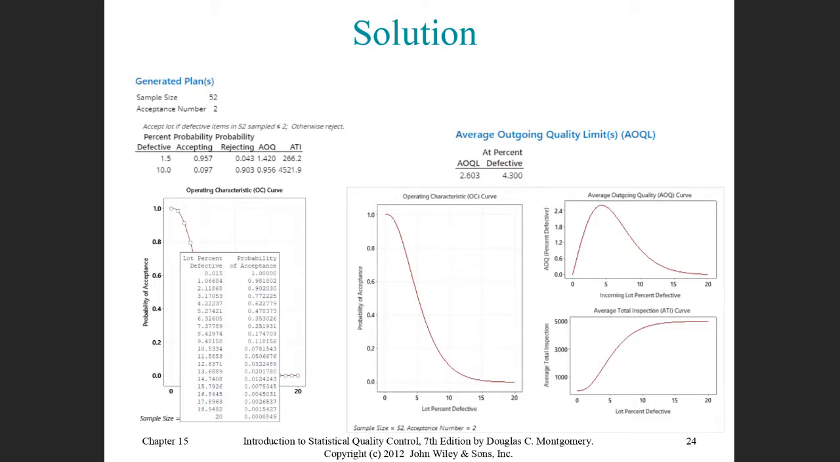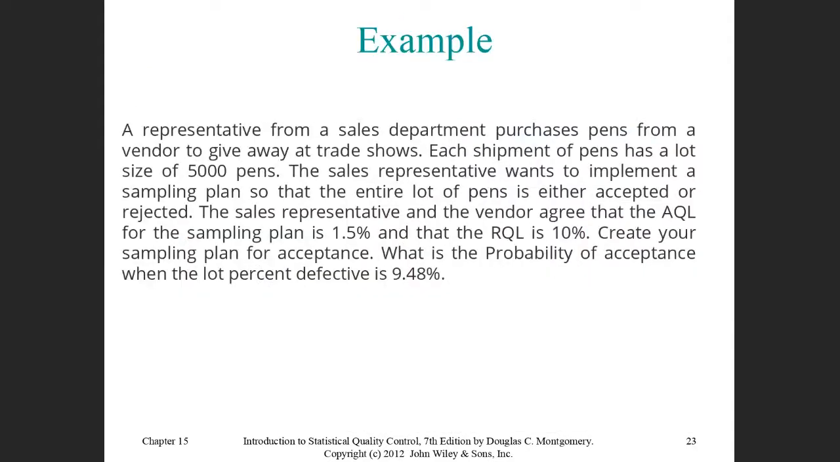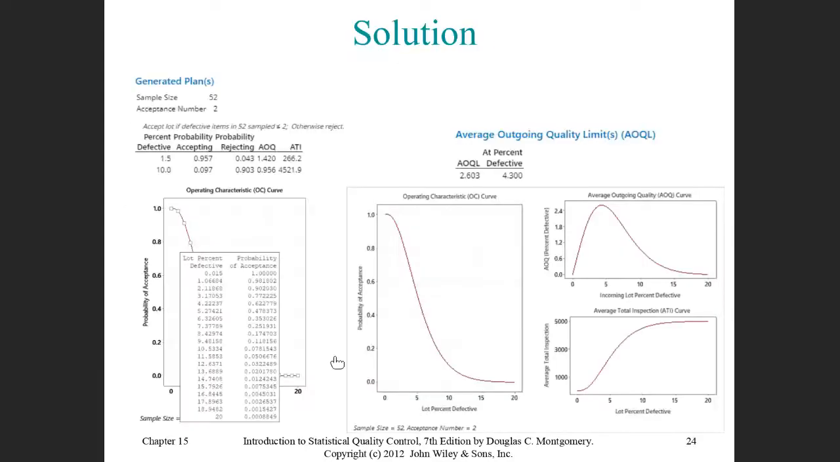We will look at the operating characteristic curve, because it will show us the relation between the lot percentage defective and the probability of acceptance. The probability of acceptance is the y-axis, and the lot percent defective is the x-axis. And the percentage that he gave us was 9.48. So you have to look for 9.48, and you can see it here.